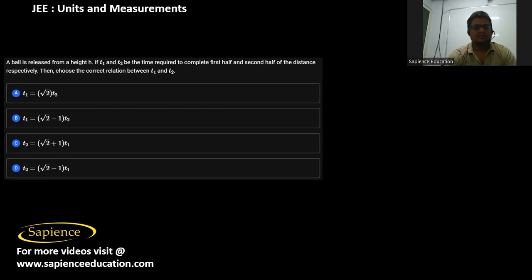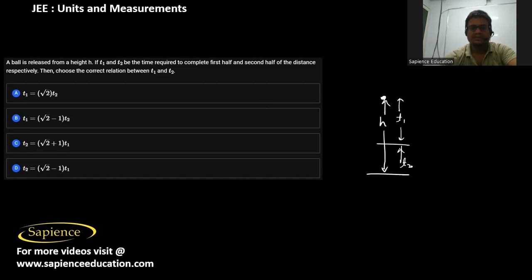Then here it is told a ball is released from a height h. If t1 and t2 be the time required to cover the first half and second half of the distance respectively, then choose the correct relation in between t1 and t2. So the first half it reaches in time t1 and the second half it reaches in time t2.